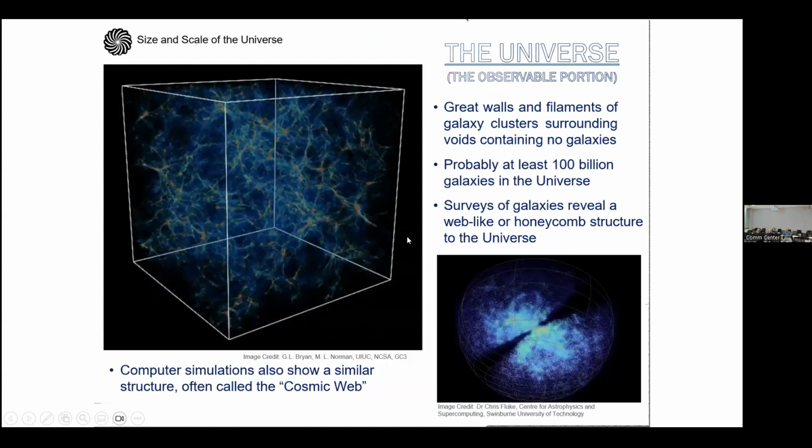And then beyond that, the next size level is the universe itself, or at least the observable portion. 100 billion galaxies. And that number is probably changing all the time.